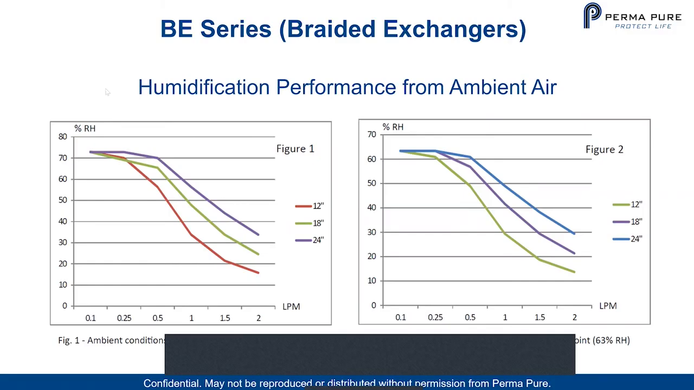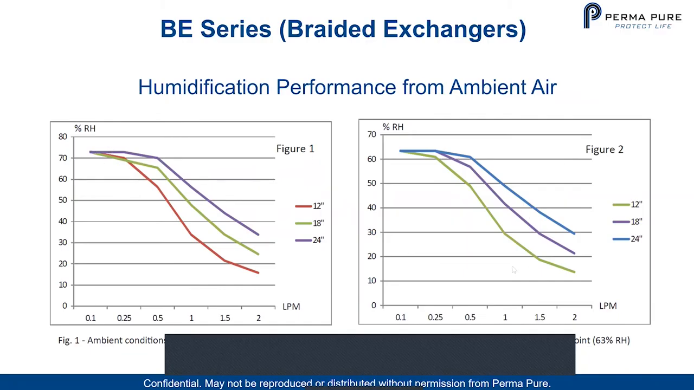And here you can see that as you increase the length of your humidifier, these are the performances that you can get with a 24-inch BE series, BE 110, and a flow rate of 1 liter per minute. You will reach a relative humidity of roughly 55% in the environment where outside you have 73% relative humidity.